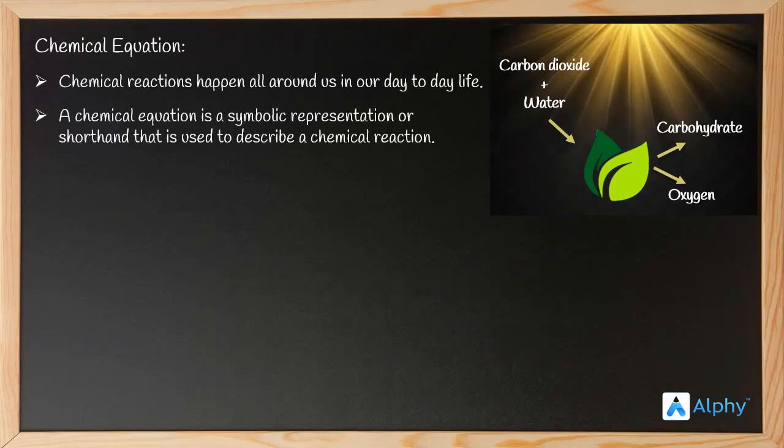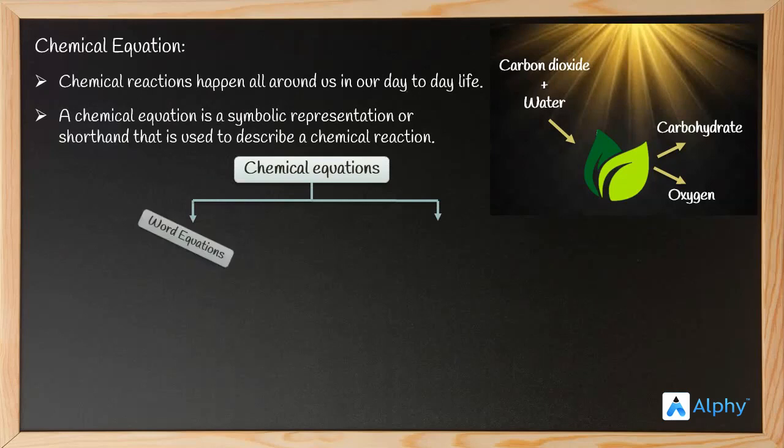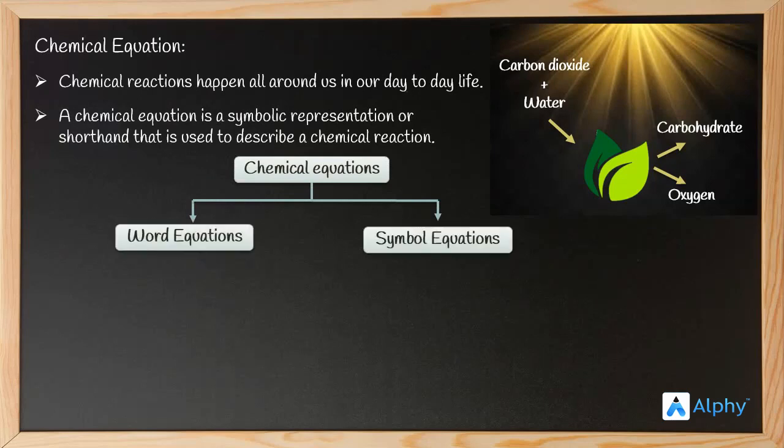Going further, let's understand how to represent any chemical equation. Chemical equations can be written in two forms, namely word equations and symbol equations. As we have earlier discussed, in a word equation, the names of the reactants are linked together with those of products. But in a symbol equation, these are described using symbols and formulae of reactants and products. So, let us see the example.